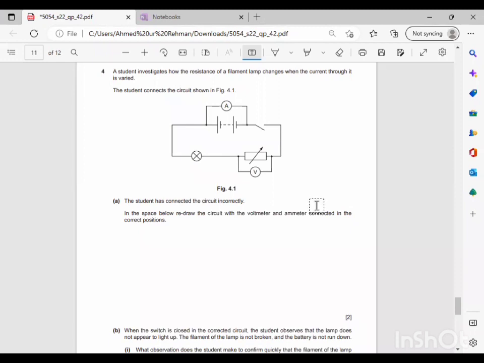The student has connected the circuit incorrectly. Why? Because you need to calculate the resistance of the filament lamp, and we just studied that if we want to calculate the resistance of a filament lamp, the voltmeter should be across the filament lamp, not across the rheostat. So it should be placed right here. This is my voltmeter. An ammeter should be in series with the filament lamp because I need to measure its resistance, right? So this is going to be my ammeter. So I redo the circuit: I remove this, and draw this.